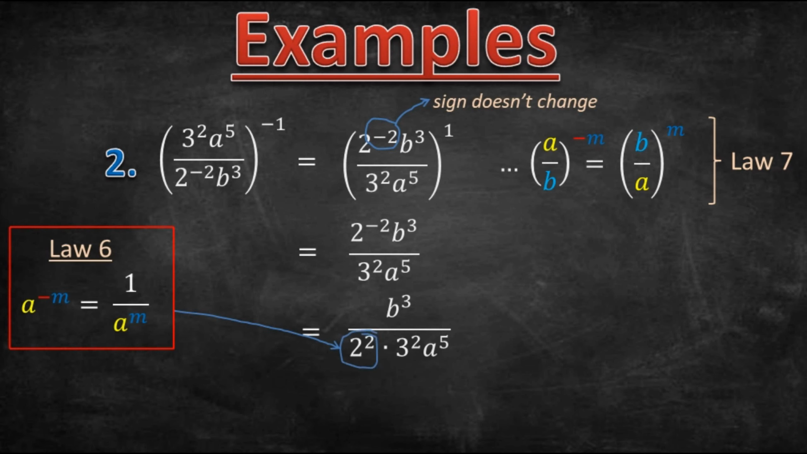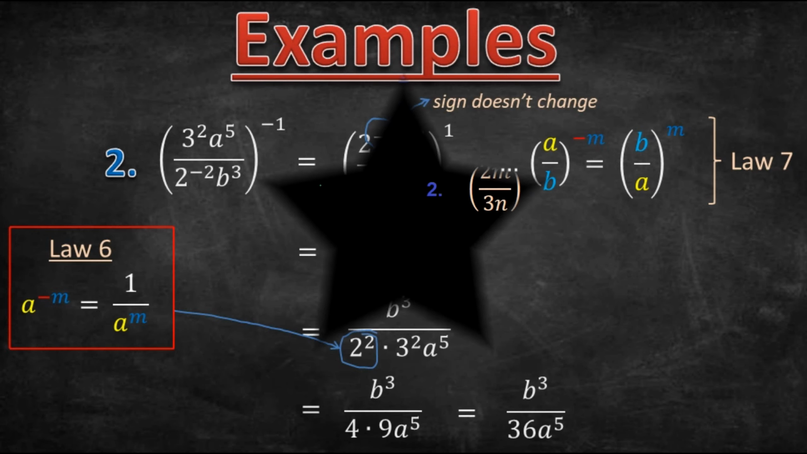In the next step, we simply square out the 2 and the 3. So we get b cubed over 4 times 9a to the 5. And then simplifying, we get b cubed over 36a to the 5.